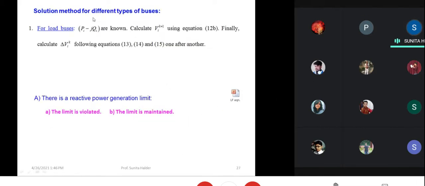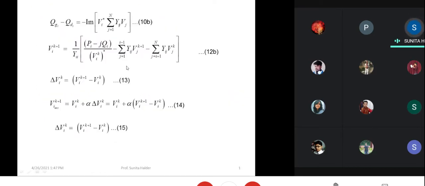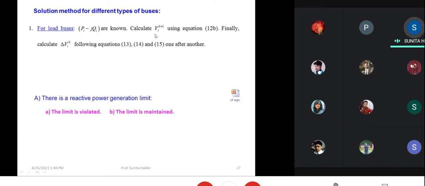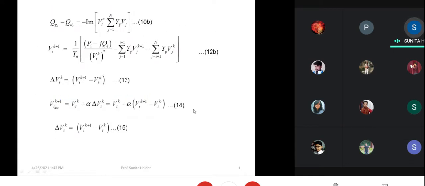So there are solution methods for different types of buses. For load buses, Pi minus jQi is known, because in the load flow equation it comes from the conjugate. So Pi minus jQi is known, and we can calculate Vi k plus 1 using equation 12b. After that, we can calculate del V finally.